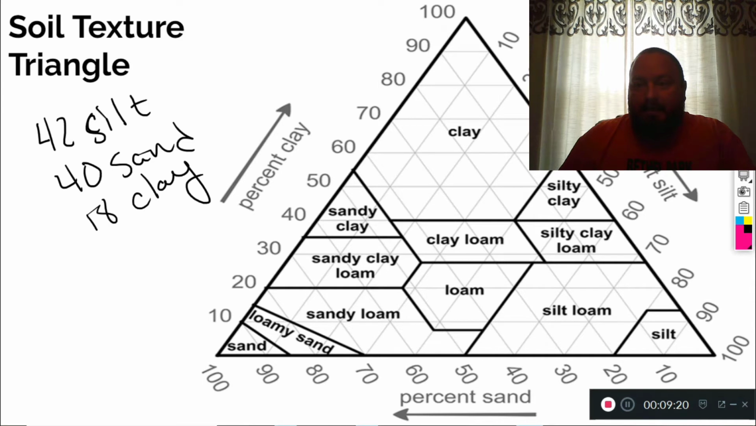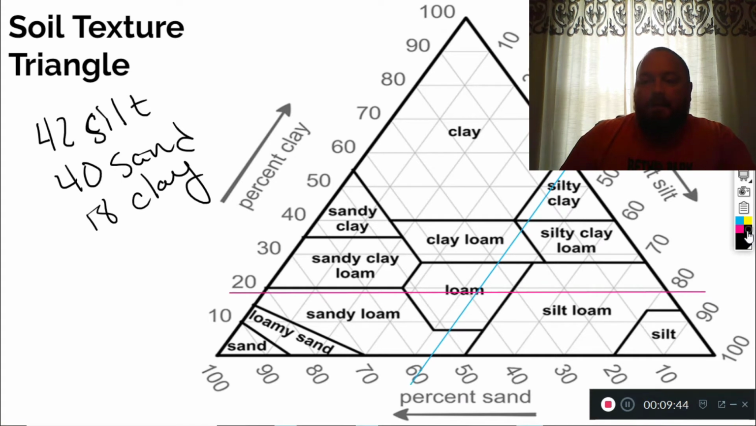So my clay axis is actually over here, and it's going horizontal. So at 18% clay, I'd have my line go across like this. And note again, direction of the numbers determines which way I'm writing my lines. So my next line is going to be for the silt, 42% silt. So I'm going to go here where about 42% would be at.